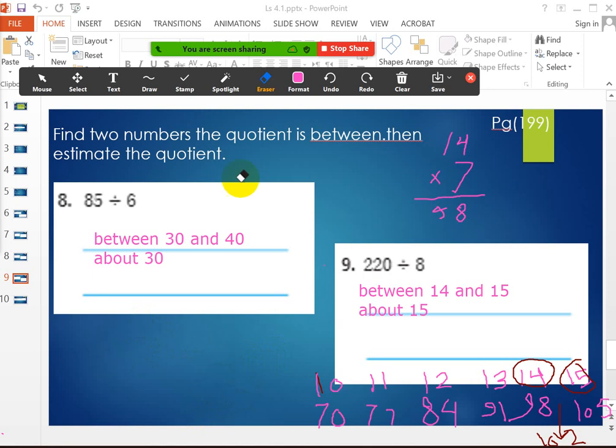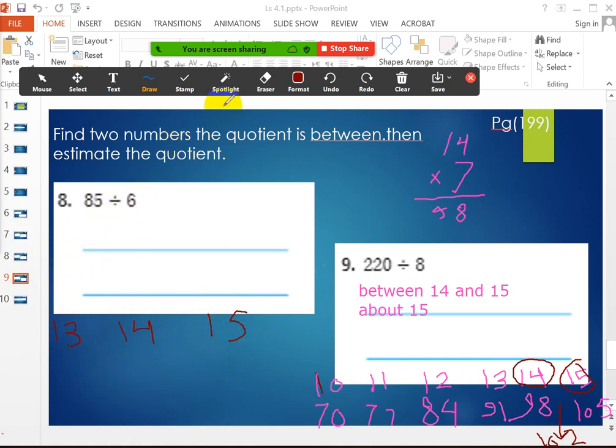Girls, we will do number 8. Number 8, I want to find the quotient or estimate the quotient. So I will find the counting numbers. You can start from 10, it's up to you. I will start from 13, 14, 15. You can start from 10, it's okay, but it will be long multiplication.